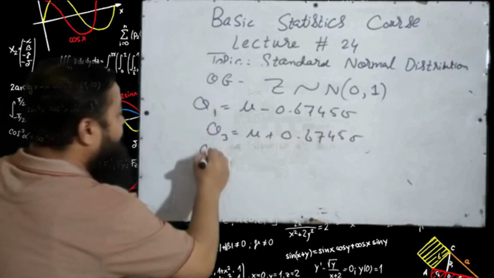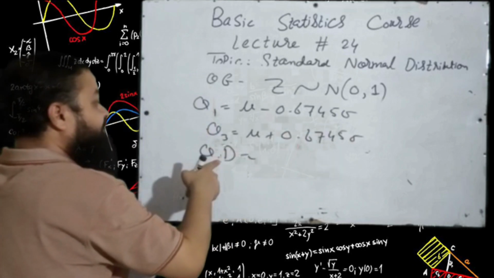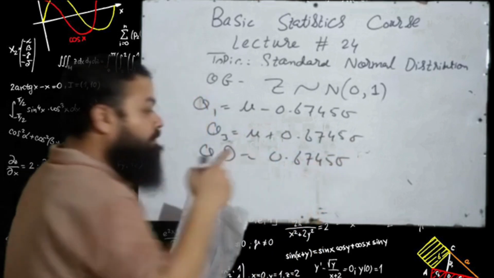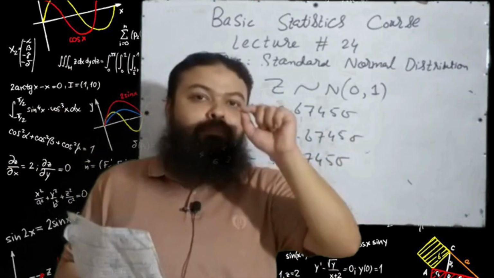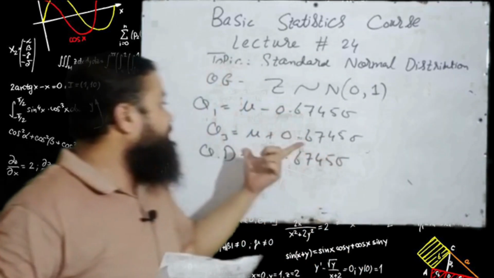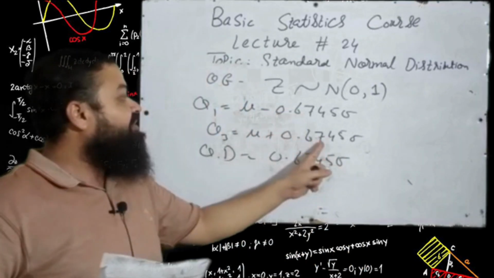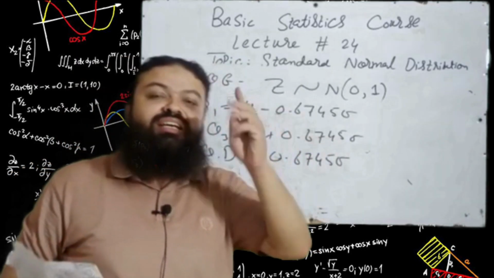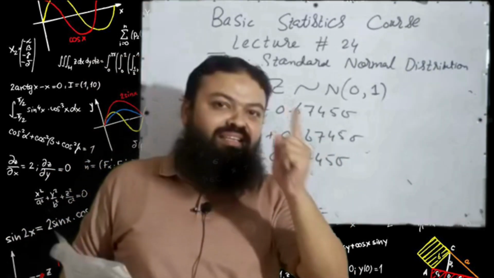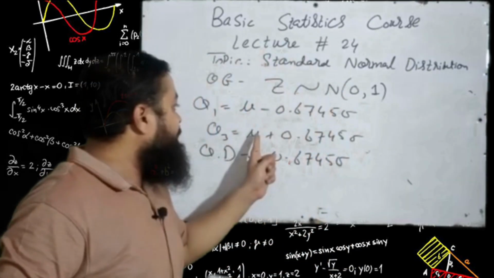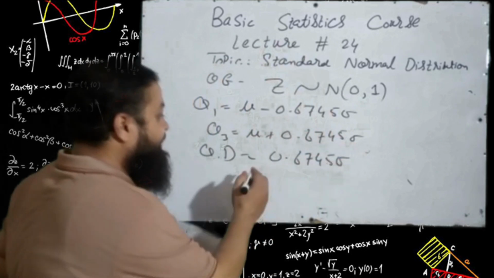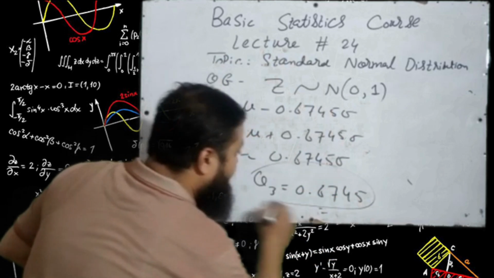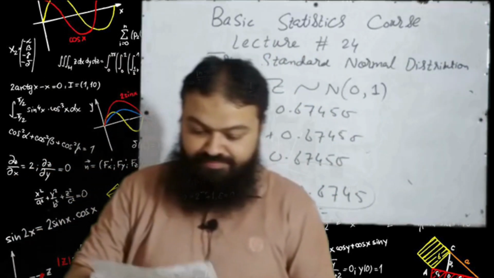0.6745 sigma, and we know quartile deviation, which is q3 minus q1 over 2, and that will be 0.6745 sigma. But now in that question, the question is the upper quartile of the standard normal distribution. In the normal, that was mu plus 0.6745 sigma. If we substitute, because our concept is in standard normal distribution, mean is 0 and sigma is 1, then the answer of q3 will be 0.6745. That will be the correct option in the exam.